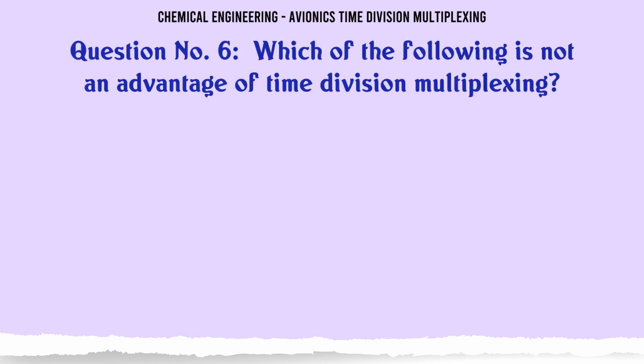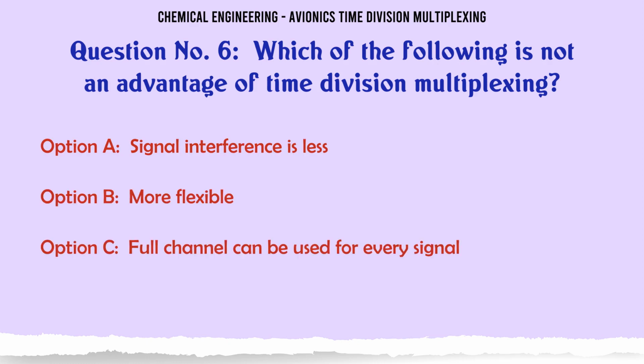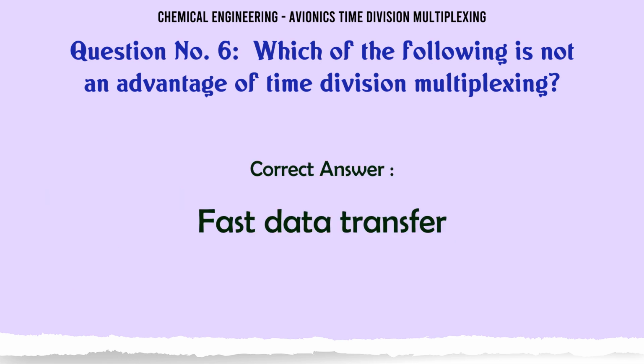Which of the following is not an advantage of time division multiplexing? A. Signal interference is less, B. More flexible, C. Full channel can be used for every signal, D. Fast data transfer. The correct answer is fast data transfer.